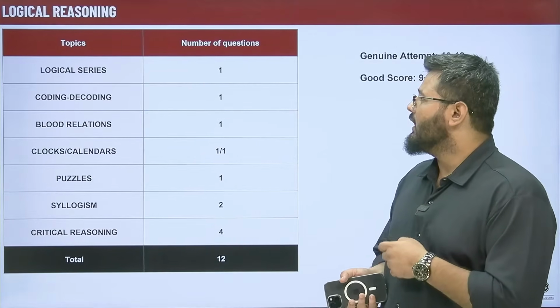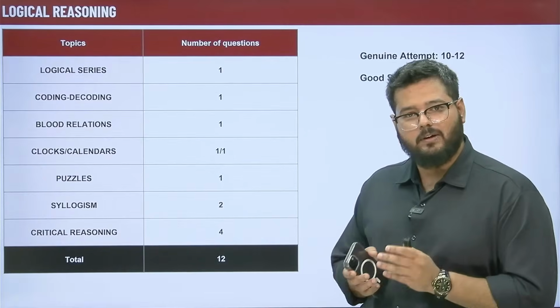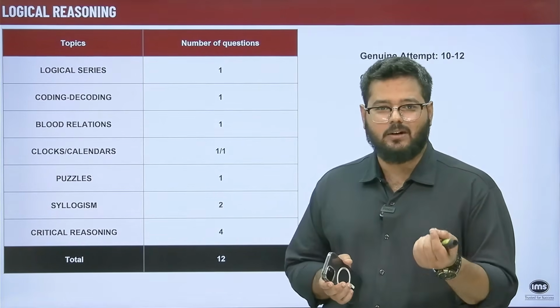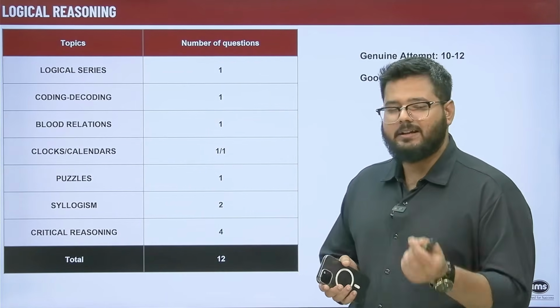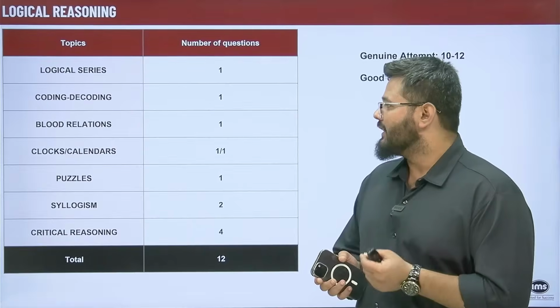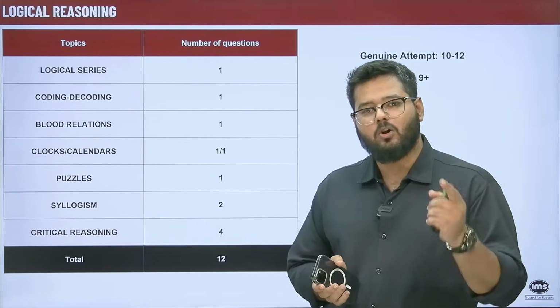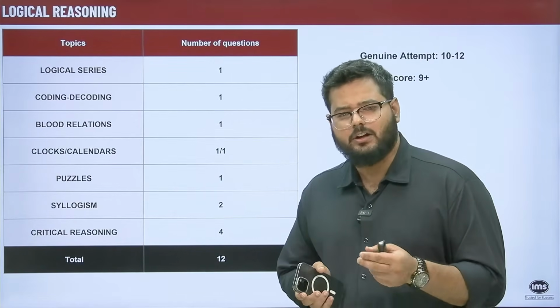Now talking about your LR. In LR we had a total of 12 questions. There was one very basic question on logical series. It was a very easy question. There was one easy question on coding, decoding. One question on blood relation. One question from clocks and calendars. There was one question on circular arrangement.